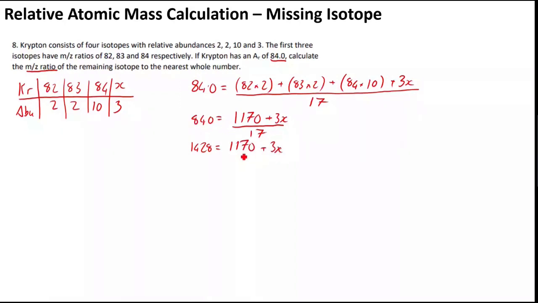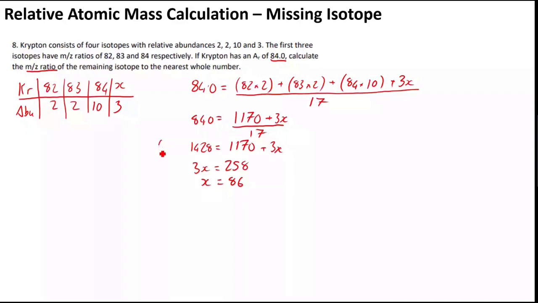Now you can take away the 1170 from both sides, which gives you 258. That's the value for 3x. We just want 1x, so divide both sides by 3. And that gives you 86. So our missing M/Z ratio must be 86, and it should always be really close to a whole number. So 86.01, 85.99, something like that. If you've got 86.4 or 85.6, you're miles away from a whole number. You've probably gone wrong. Go back to your calculation again.